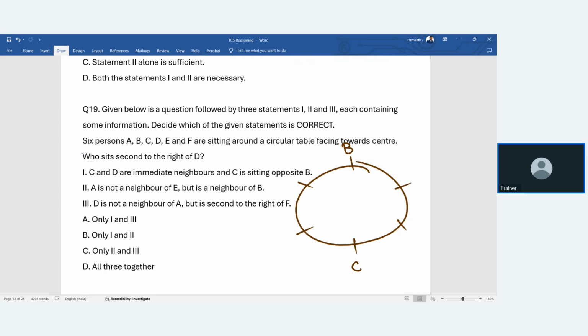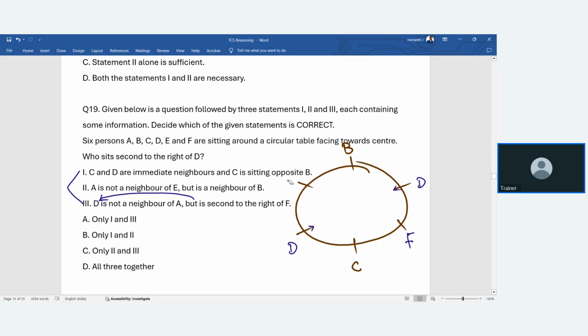Is 1 and 3 suitable or not? I'm trying first. D is not a neighbor of E, but D is second to the right of F. D is second to the right of F. If I put D here, F is not possible. If I put D here, second to the right of F, this is one case, or the other case is D here, F here. Sorry, I have to put it in reverse, F and D.